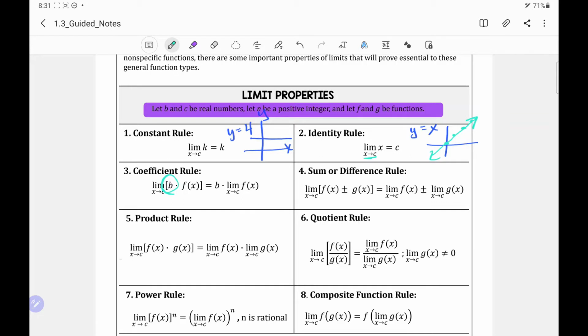Going to the product rule, this is multiplication. Same idea as the adding and subtracting. I can do the limit as x goes to c of f of x times g of x, or I can do the limit of f of x times the limit of g of x. So this one we could say the limit of a product is the product of the limits.